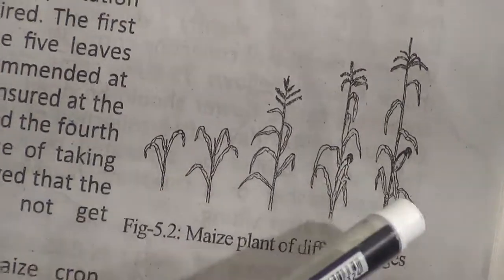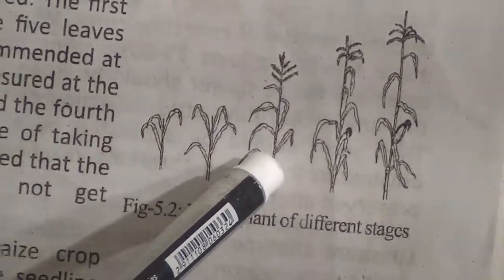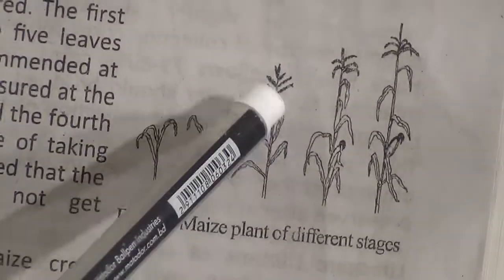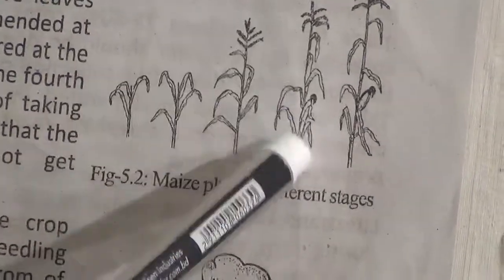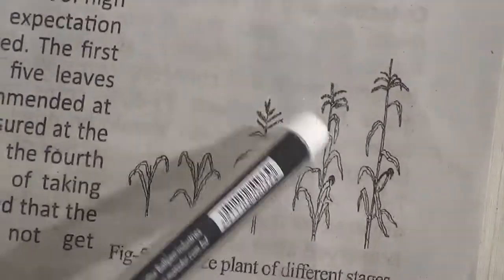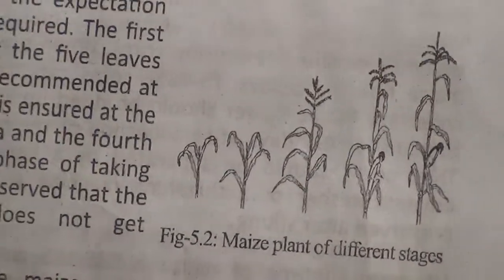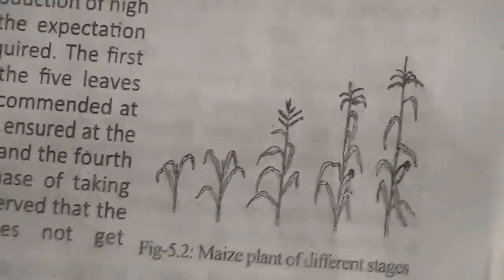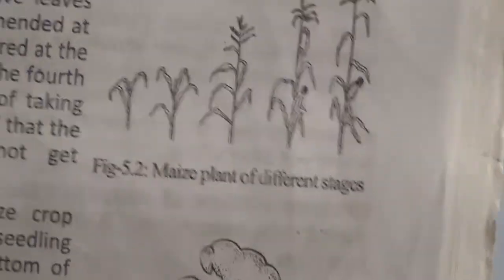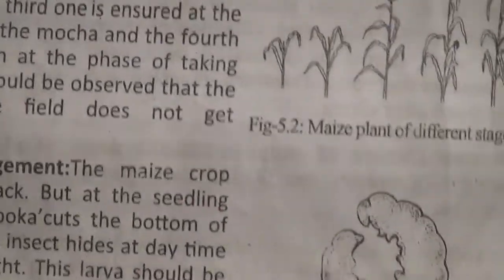The first irrigation should be given at the 5 leaves stage, and the second irrigation should be given at the 10 leaves stage, and the third irrigation should be given when the mocha comes out, the budding out of mocha. When the mocha is small in size, and the fourth irrigation should be given when it becomes a granular shape. But we should keep in mind that there shouldn't be water logging. That means the soil should not get water logged.